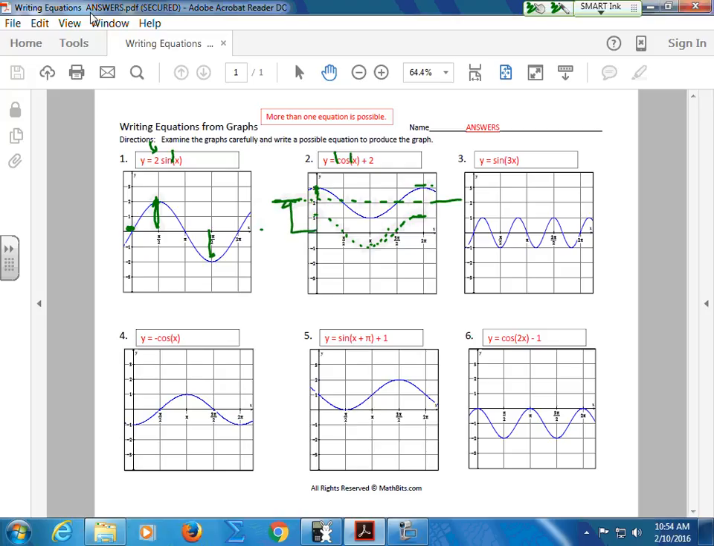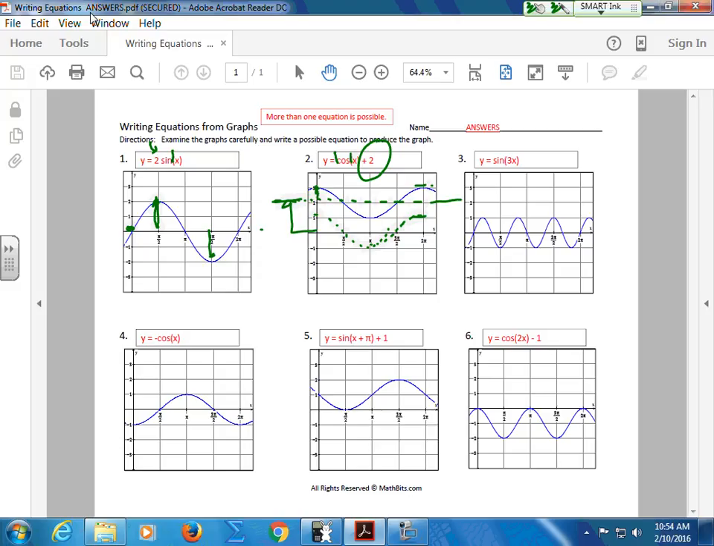There's my vertical shift up 2. Okay, so there's my plus 2. Everybody good with the plus 2?